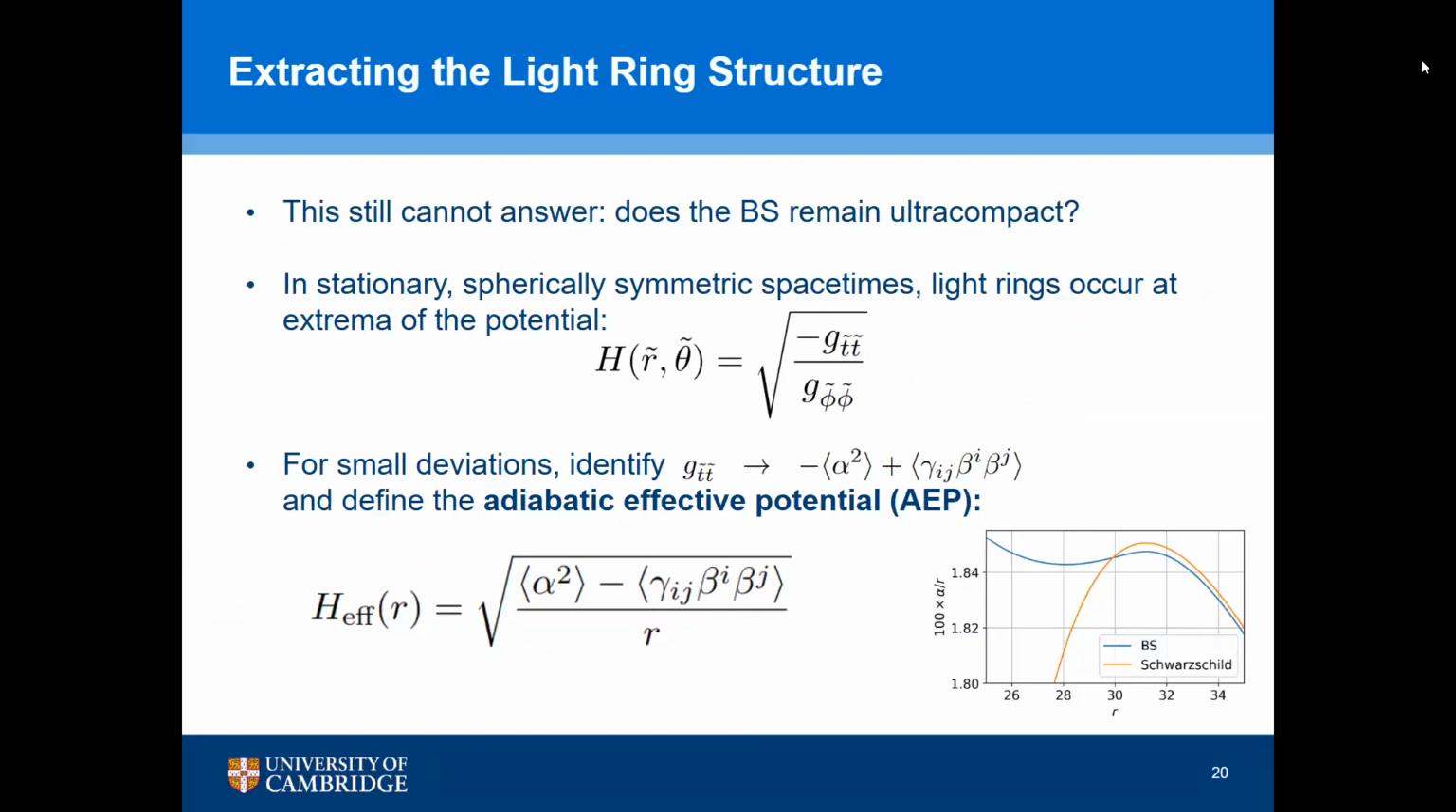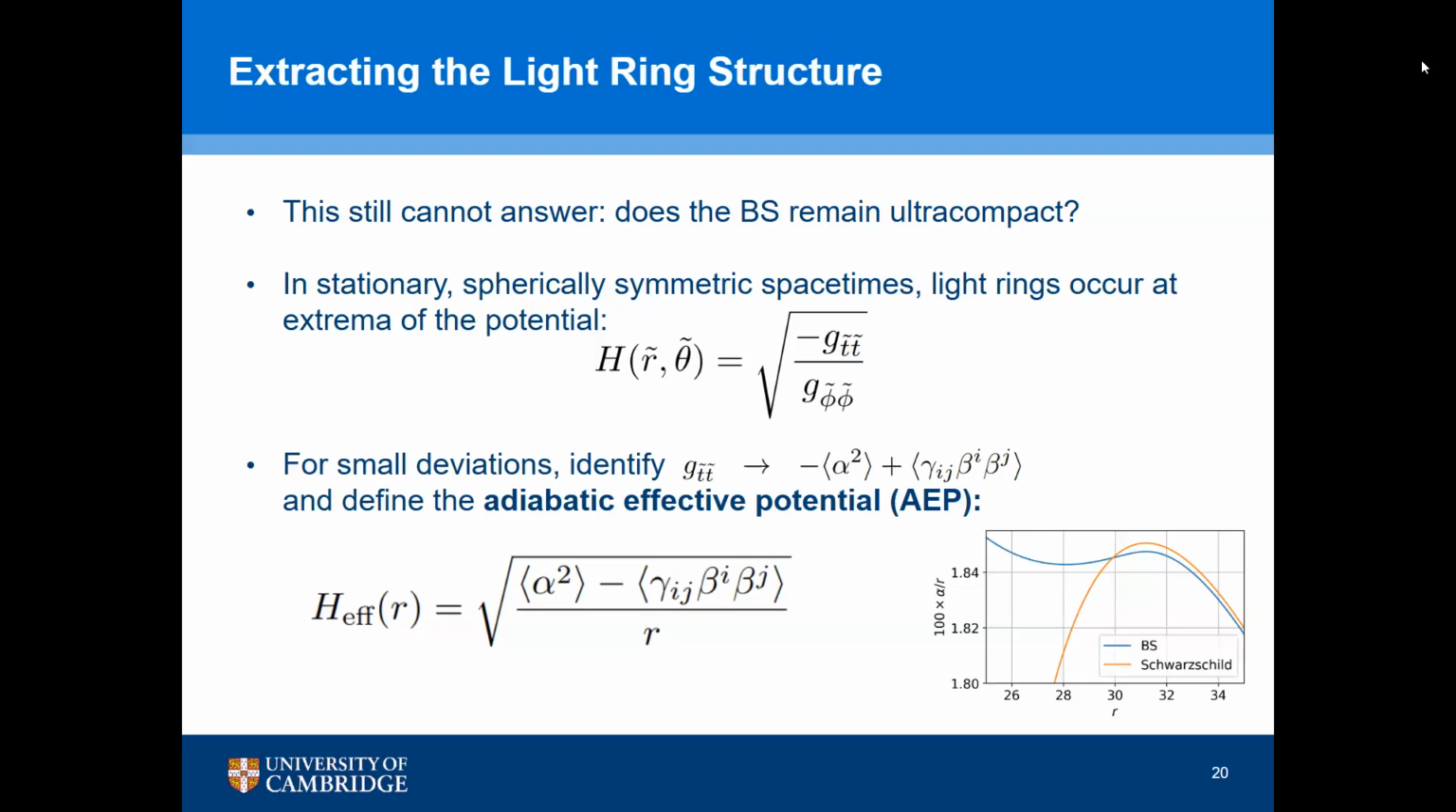So, okay, that's all well and good, but that was all just looking at the central amplitude. This doesn't preclude the possibility that our light ring structure has been destroyed. In other words, it doesn't answer the question, does the boson star remain ultra-compact? Maybe there's some dynamics happening at the light ring location.